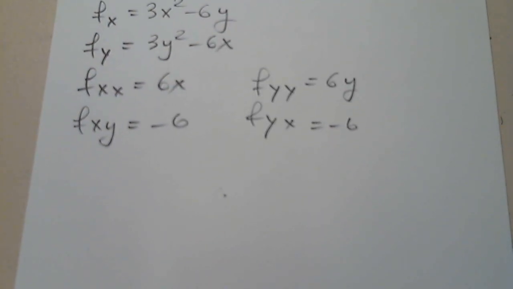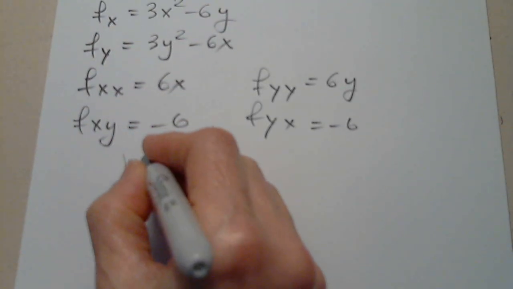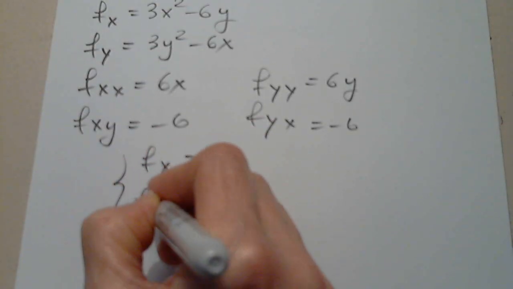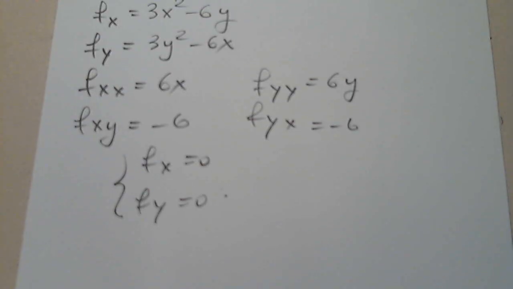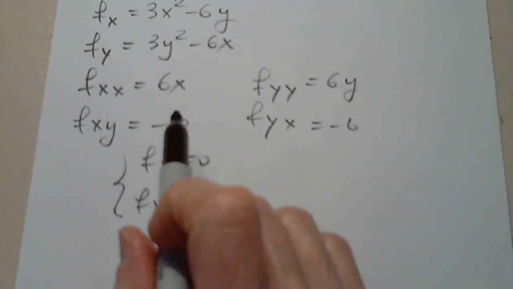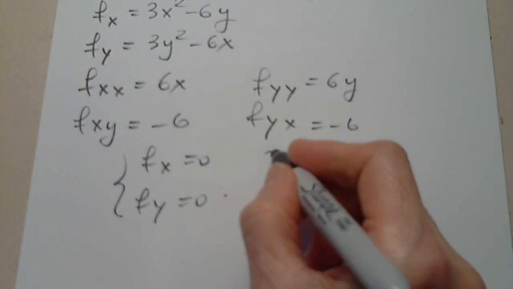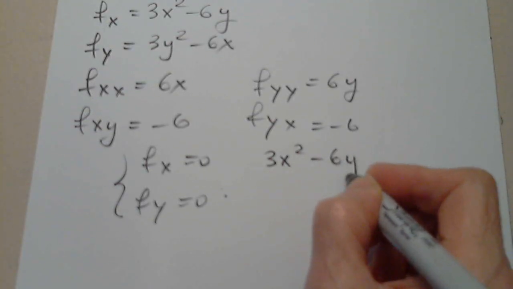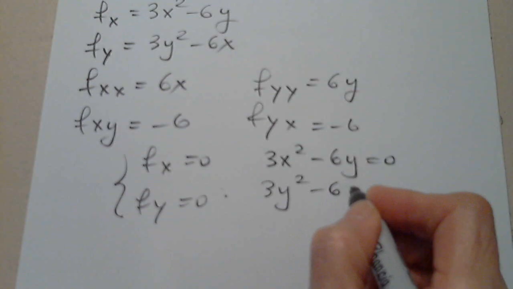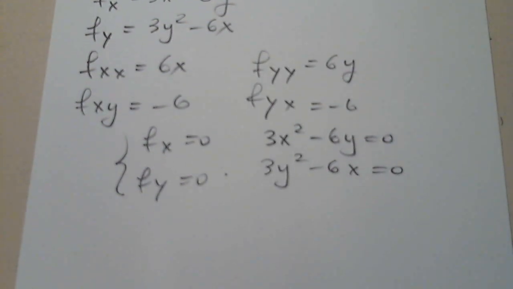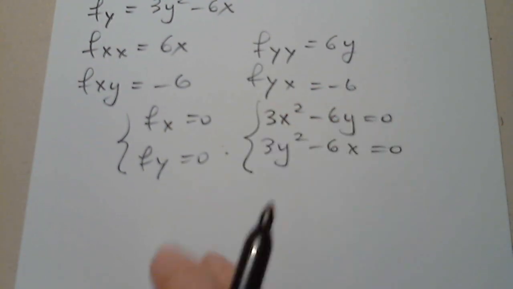This is the first step. In step 2, we create the system: fx equals 0 and fy equals 0. This is similar to the critical numbers. So, fx, 3x squared minus 6y equals 0, and fy, 3y squared minus 6x equals 0. Very good. This is the system.